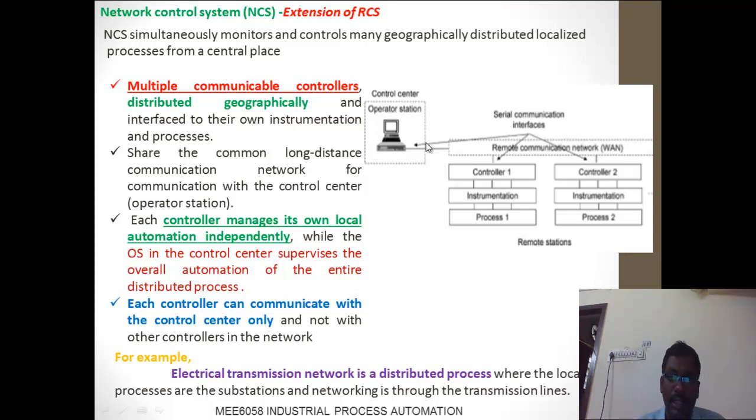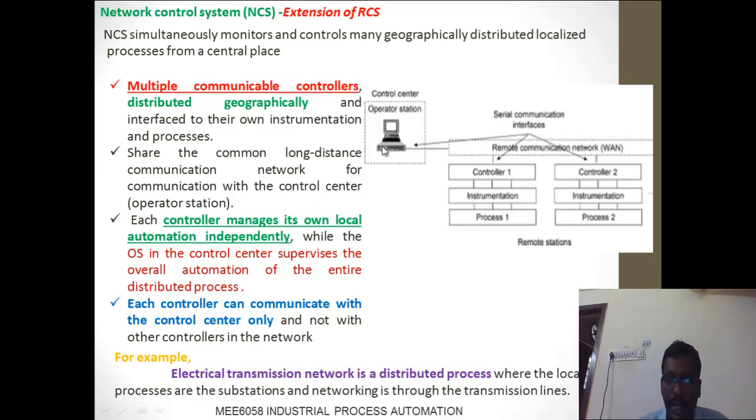Even if the state's data center is located in the US, from the US I want to monitor the data. Yes, it's possible with the help of the wide area network. Okay, here we are proposing a serial communication interface. So each controller manages its own local automation.